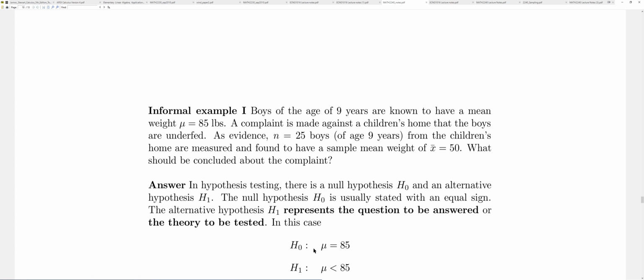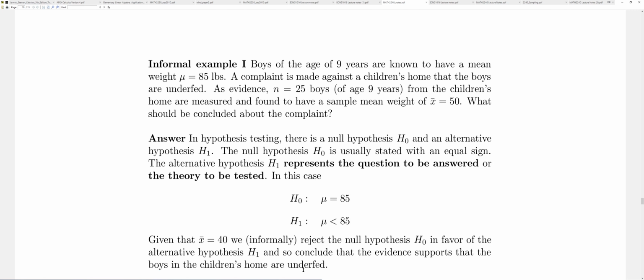So in this case, you're going to reject this H0 in favor of H1. Given that the evidence is that this x bar is 50, we're going to reject H0 in favor of H1. Now, I am not using any statistics over here. I'm just reasoning based on the values that I have.